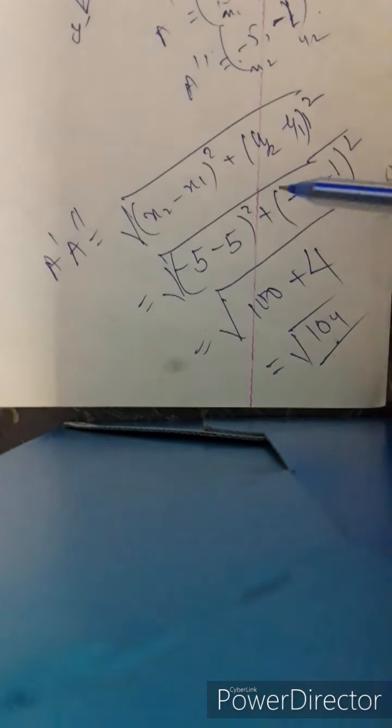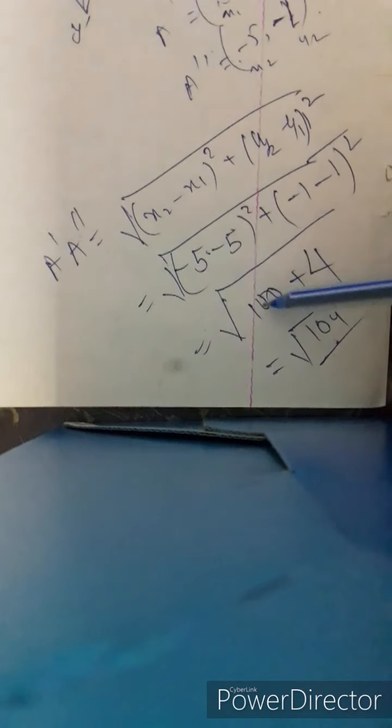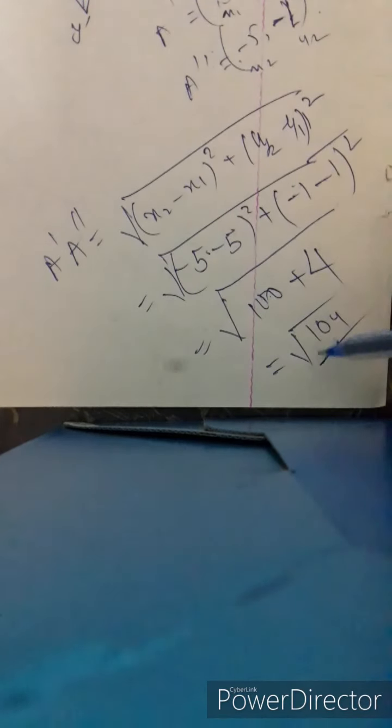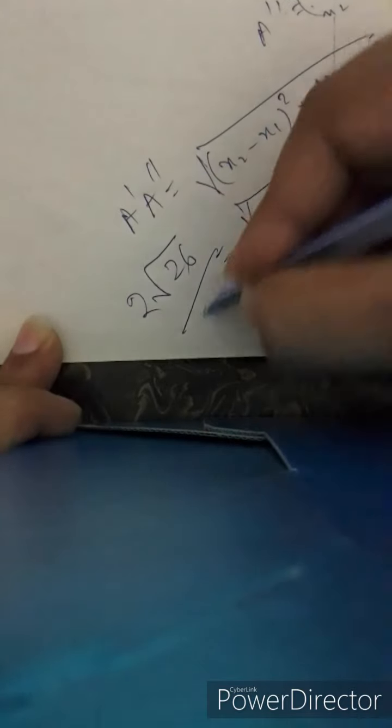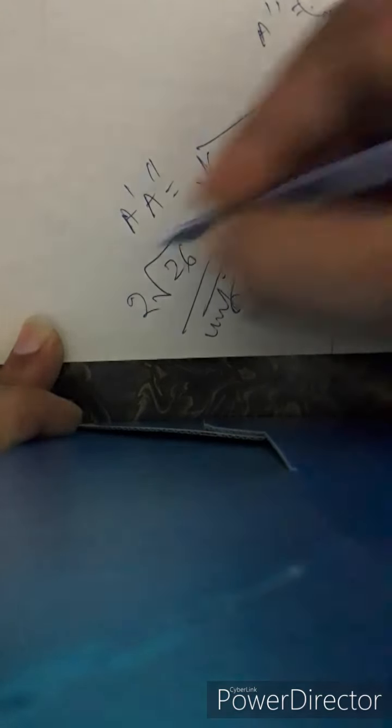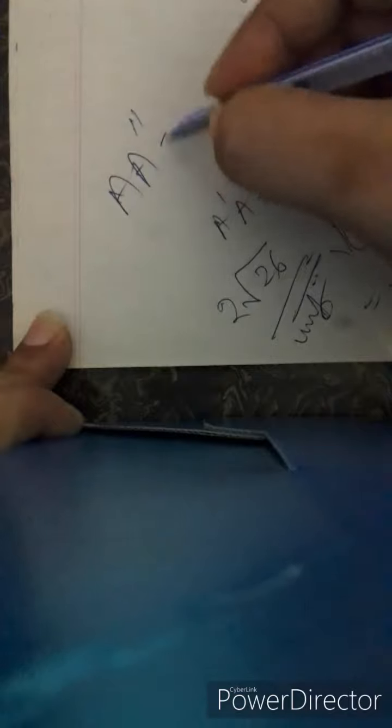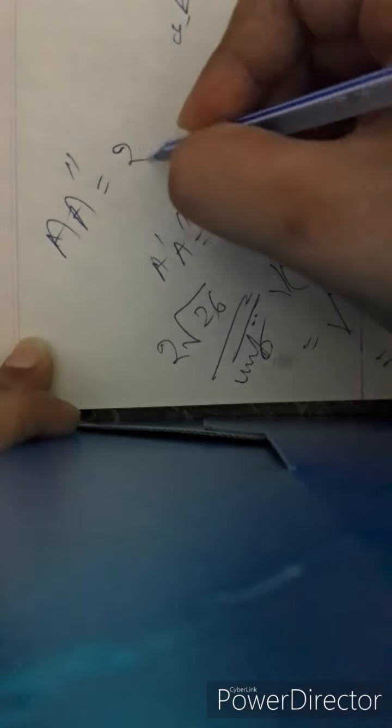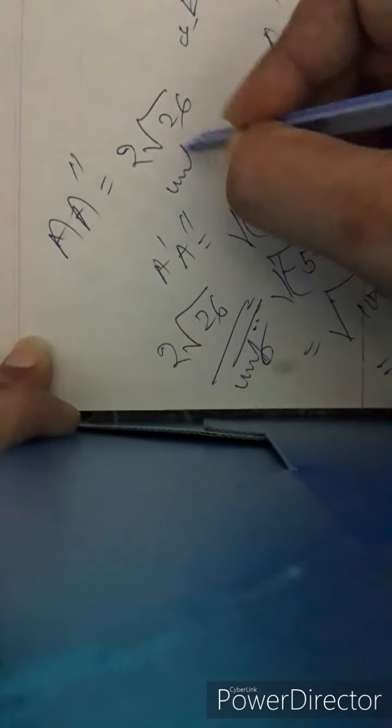So 5 minus 5 is 10, minus 10 whole square is 100, minus 1 minus 1 is minus 2, whole square is 4. So we get 104. Root under 104 we can also write as 2 root 26 units. So A dash A double dash is root under 104, which is 2 root 26 units.